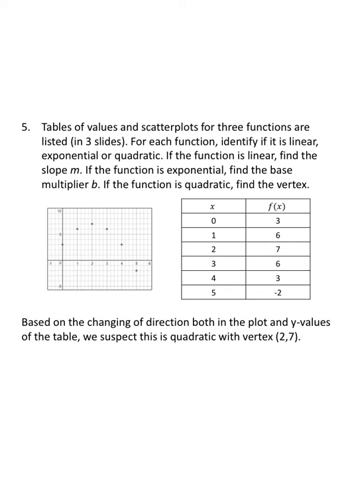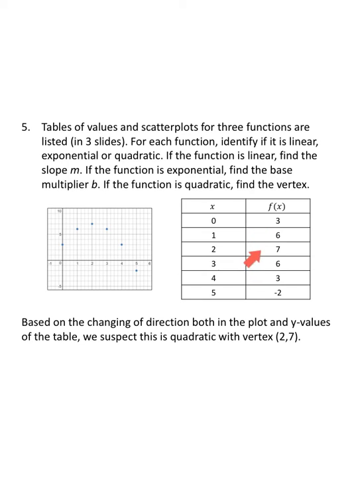Let's take a look at the values. See how 3 increases to 6, increases to 7, and then it starts decreasing again? From 7 we decrease to 6, decrease to 3, decrease to negative 2. So it's not necessarily a consistent pattern, but it changes direction. So we're adding, and then we start subtracting. So we're increasing, and then we're decreasing, and that's how we know that it's quadratic. So where does it turn around? Well, here's a 3, here's a 3, here's a 6, here's a 6.